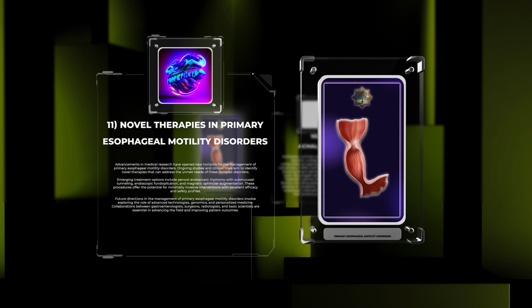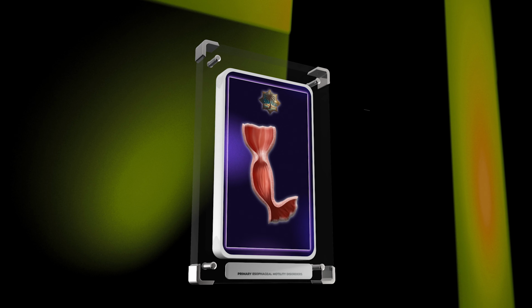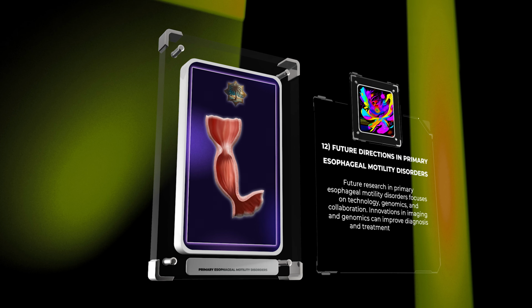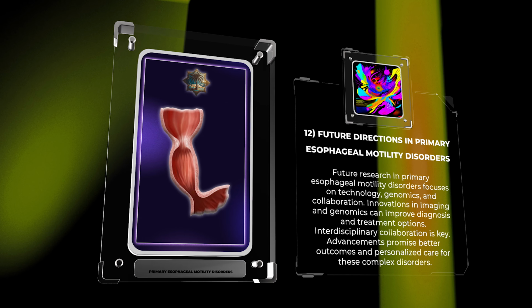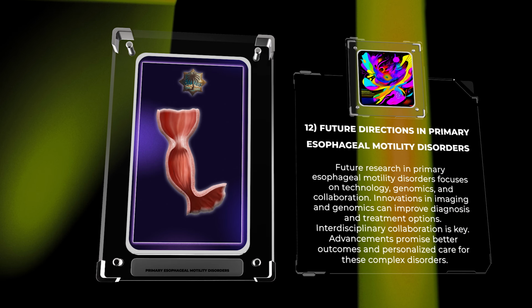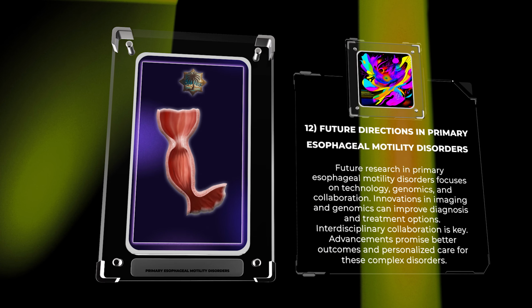Future directions in the management of primary esophageal motility disorders involve exploring the role of advanced technologies, genomics, and personalized medicine. Collaborations between gastroenterologists, surgeons, radiologists, and basic scientists are essential in advancing the field and improving patient outcomes. Future research focuses on technology, genomics, and collaboration. Innovations in imaging and genomics can improve diagnosis and treatment options. Interdisciplinary collaboration is key. Advancements promise better outcomes and personalized care for these complex disorders.